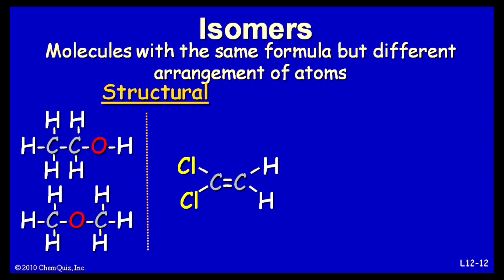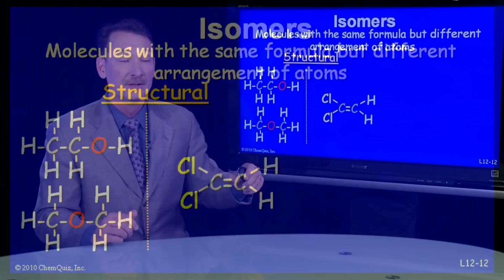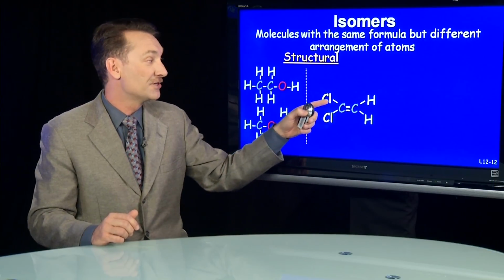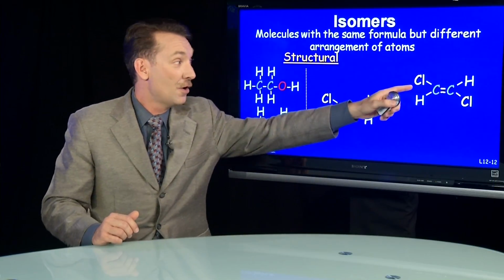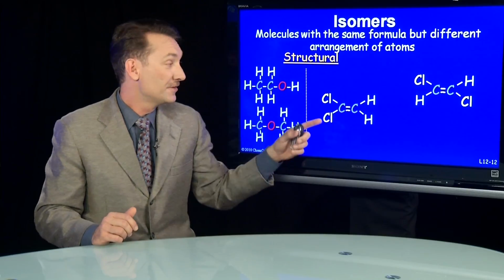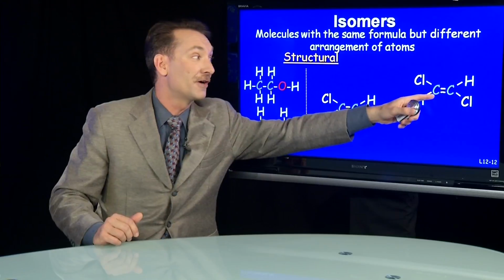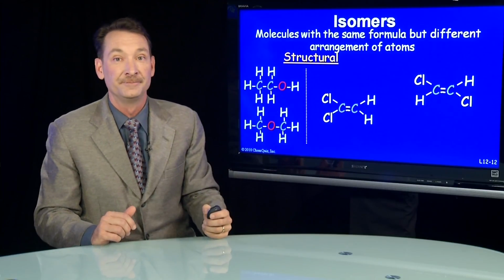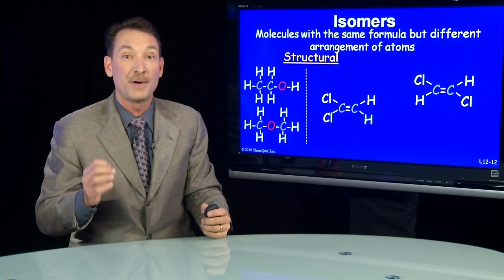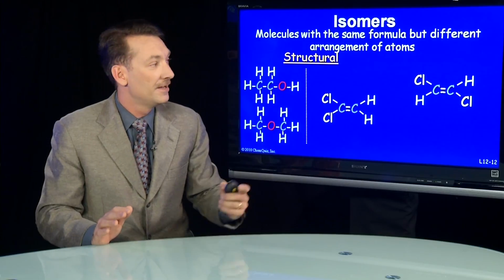Here's two more structural isomers. Here's C2H2Cl2. This molecule, I can arrange the chlorines and the carbons like this or like this. So here I have a carbon with two chlorines. Here I have a carbon with a chlorine and a hydrogen. So those are structural isomers. The bonding patterns are different.